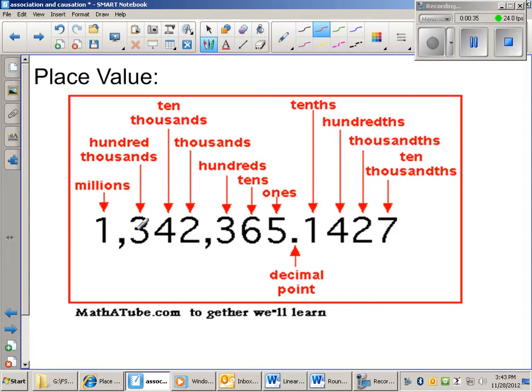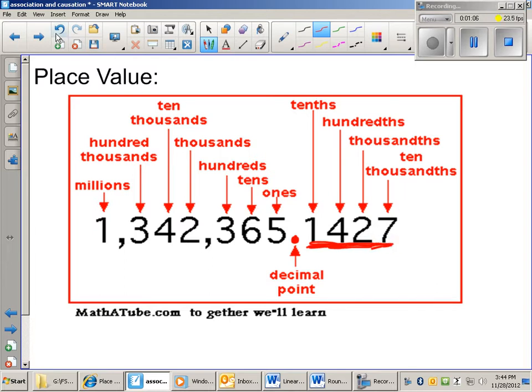What gets tricky is what happens after the decimal point, because the first one here is the tenths. There is no oneths place, which confuses some people. So the tenths place is one number after the decimal. The hundredths place is two numbers after the decimal. The thousandths place is three numbers after the decimal. And then ten thousandths would be four numbers after the decimal point.